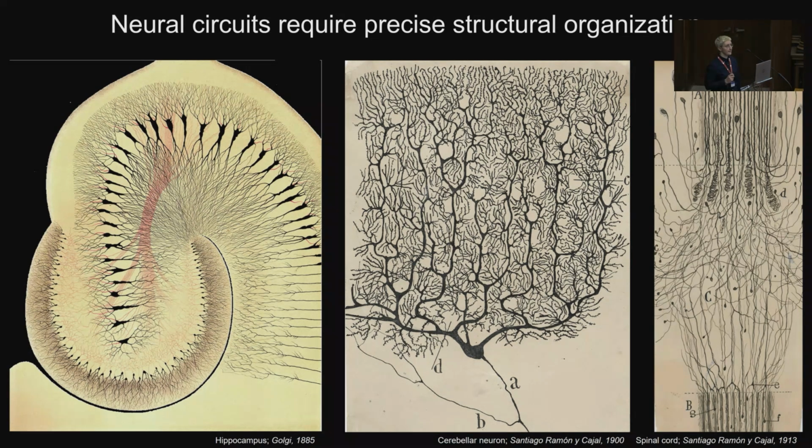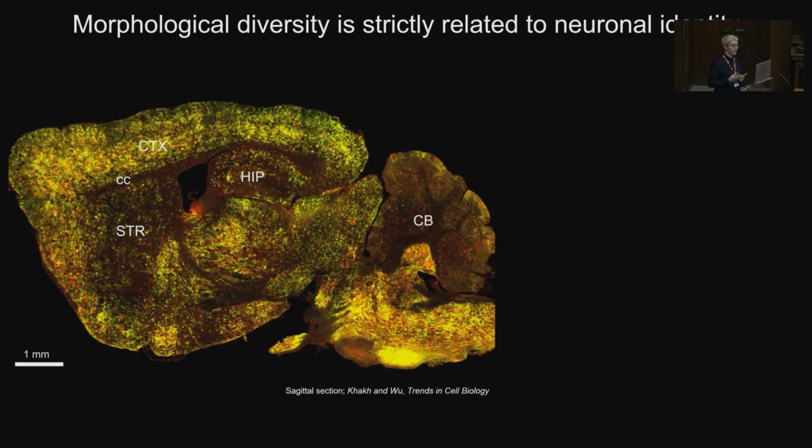So the idea that organization and functioning of neuronal circuits is strongly related to the structure of neurons is actually very old. In the late 19th century, Golgi stainings and Ramon Cajal drawings allowed scientists to visualize that different morphologies of neurons can be related to the brain region to which the neurons belonged. And these intuitions are still valid today.